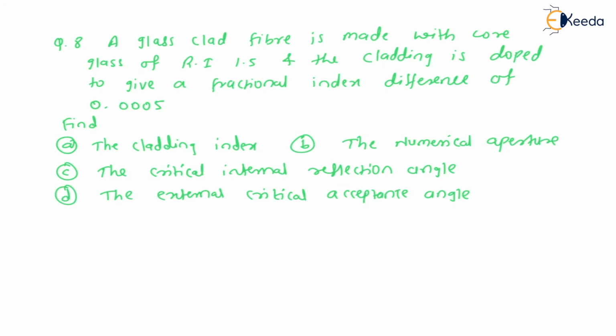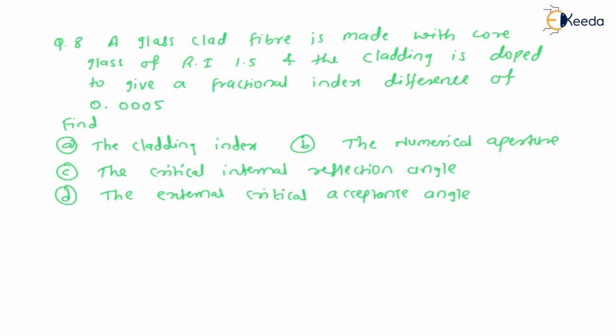Now take a look at the next problem. A glass clad fiber is made with core glass of refractive index 1.5. Here they have mentioned the refractive index of the core as 1.5, and then the cladding is doped to give a fractional index difference of 0.0005. Here they have mentioned this particular term, fractional index difference.